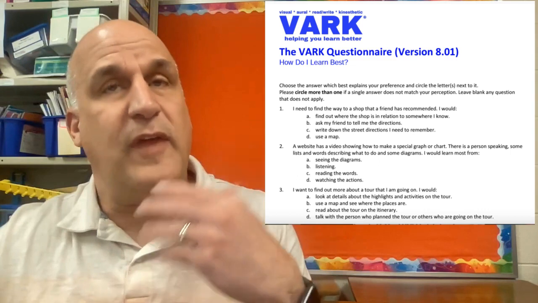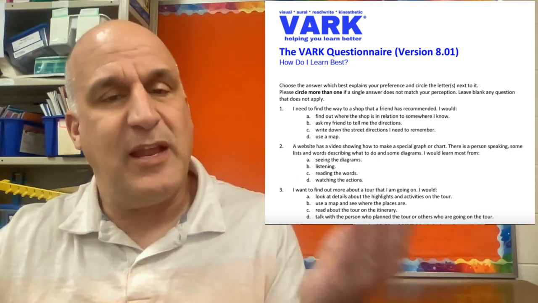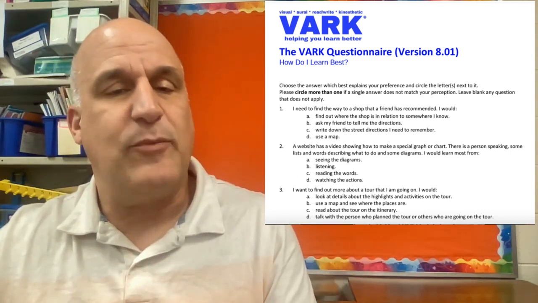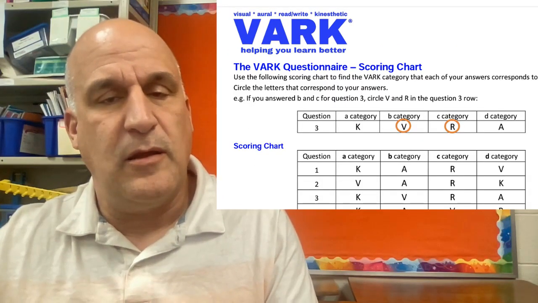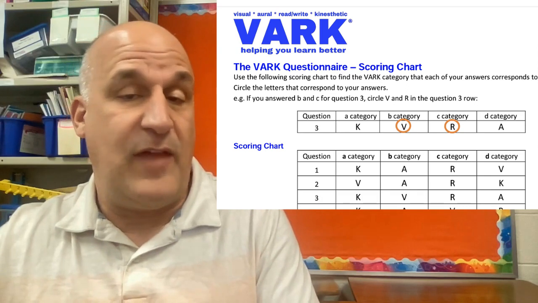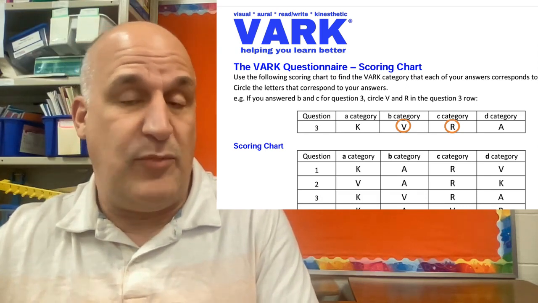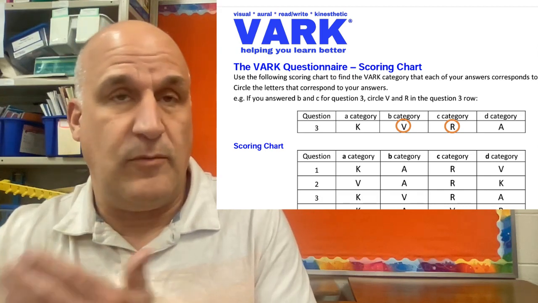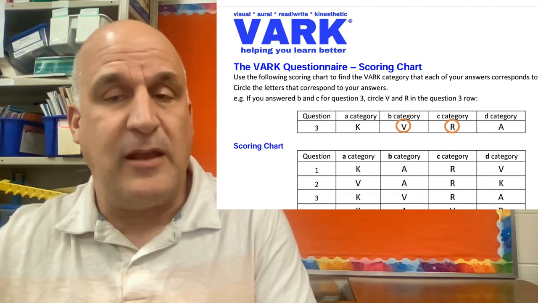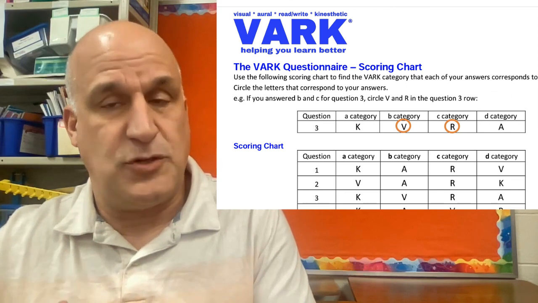And so students go through and they answer all these questions. And then depending on how they answer, it lines up with one of the VARC. So for question number 1, if they answered an A, that is a kinesthetic. A B is an auditory. A C would have been reading and writing. And D would have been the visual.